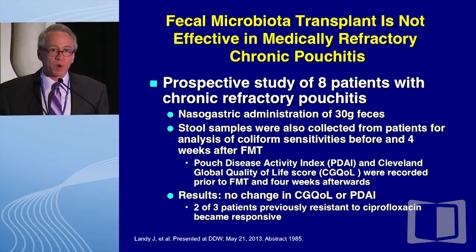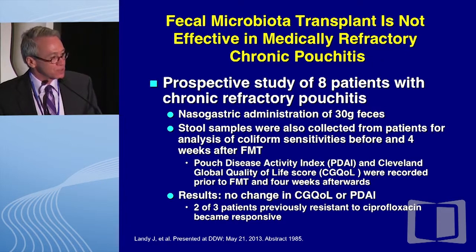This is an area where we really have an absence of data, and we're relying on anecdotal reports. There was one abstract presented at DDW. It was a prospective study of 8 patients. This is what we're talking about in terms of the literature with fecal microbiota transplant in medically refractory chronic pouchitis. The conclusion of this study was there was really no change in disease activity indices. Perhaps patients who were antibiotic resistant became antibiotic responsive in the course of this study. But the point is we're really early on.